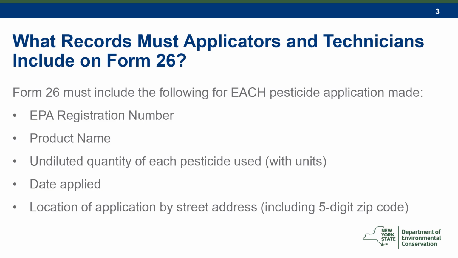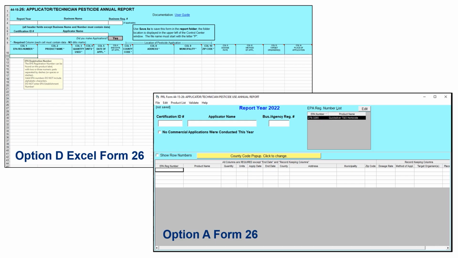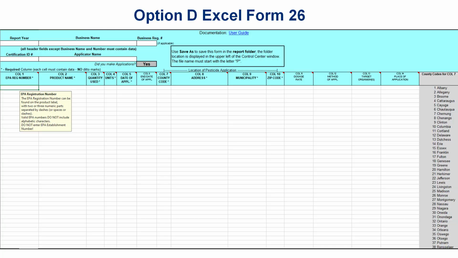in your report. Form 26 will look slightly different depending on which reporting option you choose. Here we see the Option D Excel Form 26 and the Option A Form 26. We will cover the different reporting options available in the next video. For an overview of the form, we will look at the Option D Excel version of Form 26.